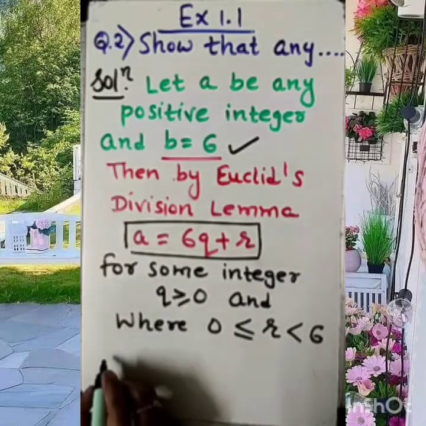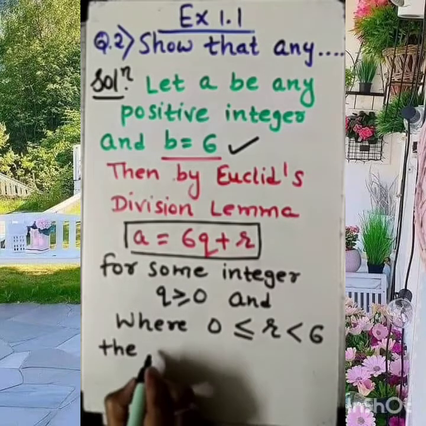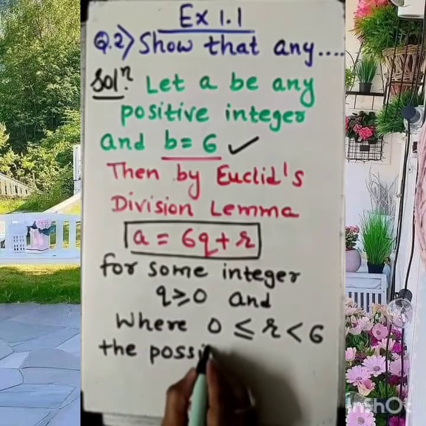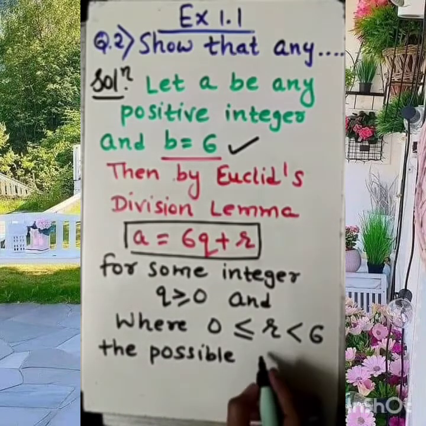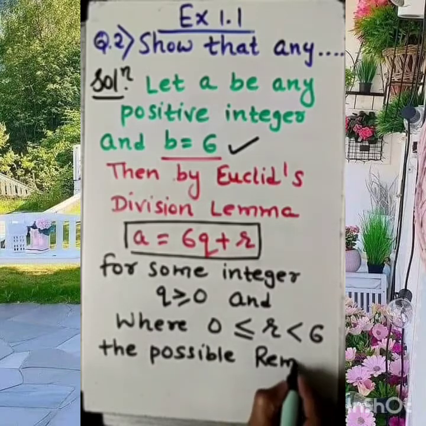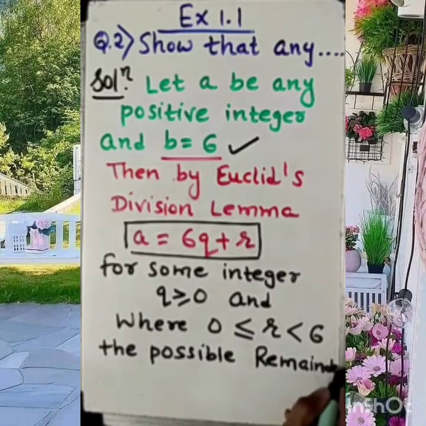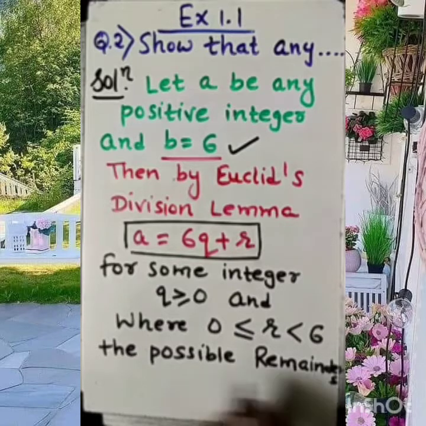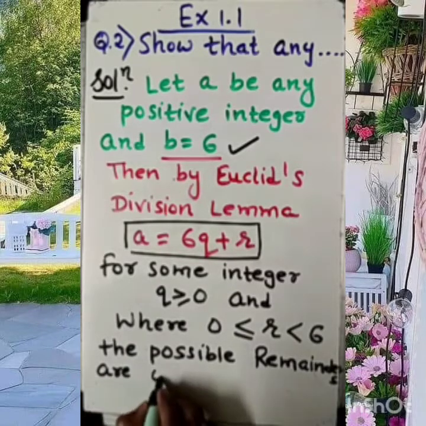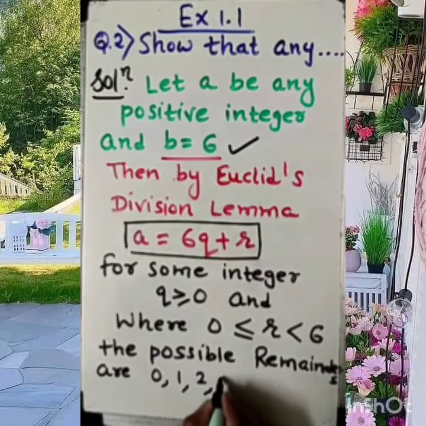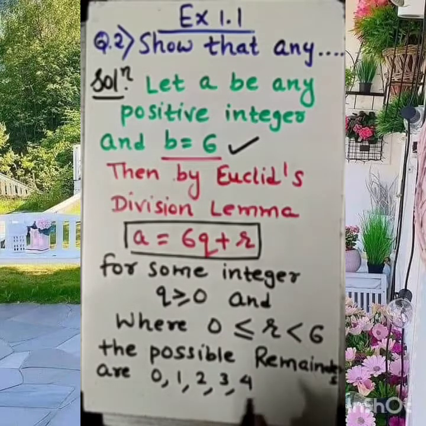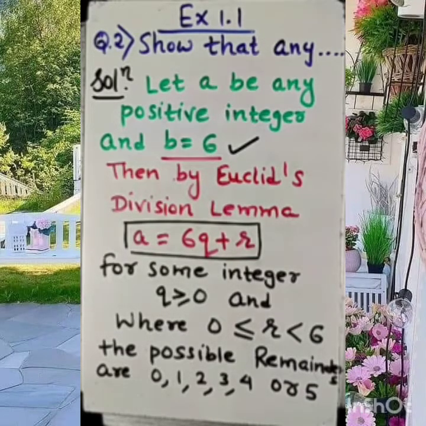The possible remainders are, therefore, 0, 1, 2, 3, 4, or 5. These are the possible remainders. Clear to you? These are the possible remainders 0, 1, 2, 3, 4, or 5. Let's see further.